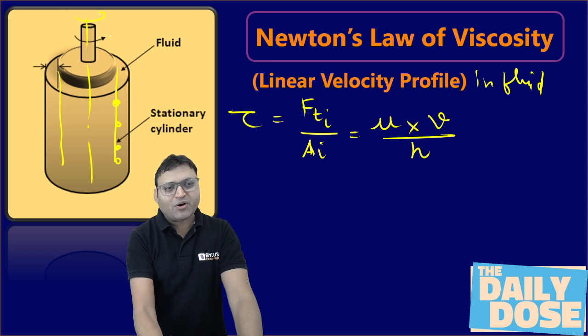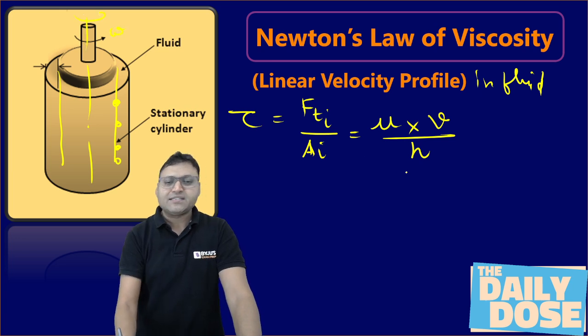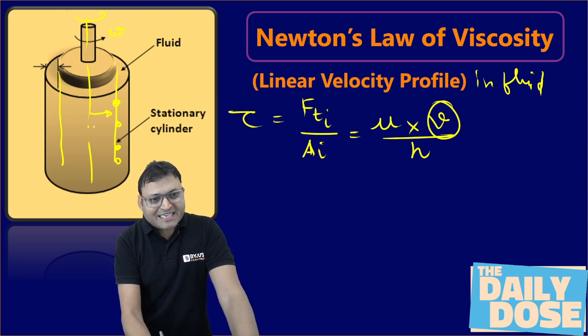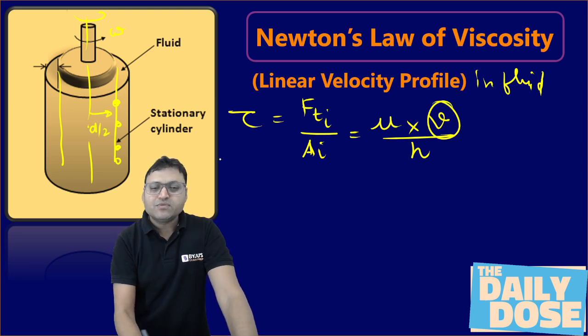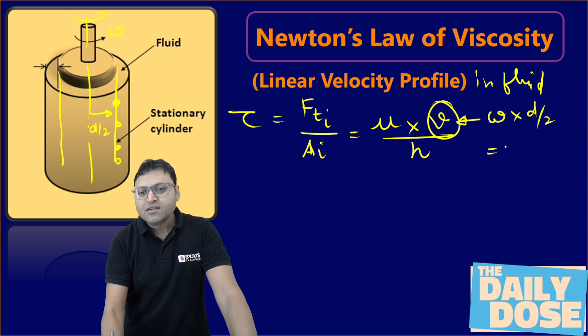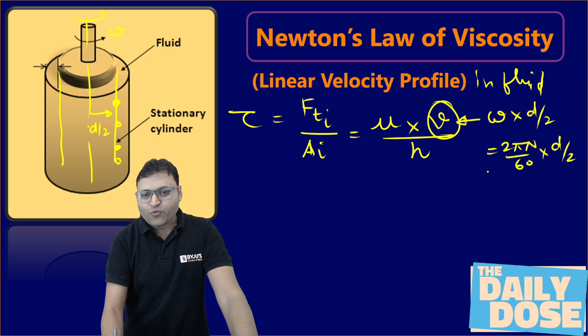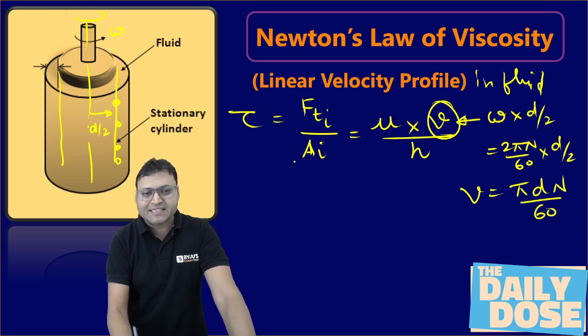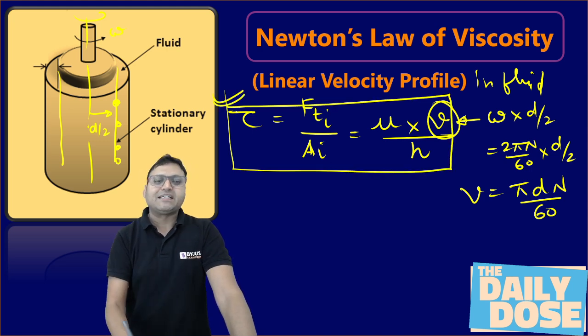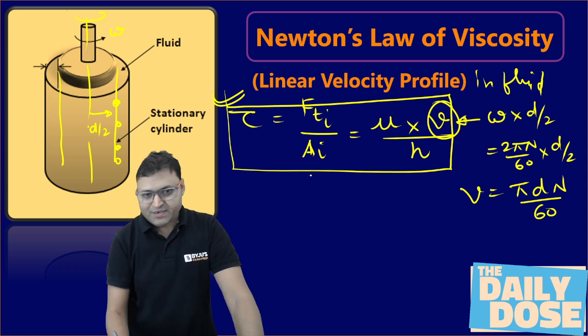The tangential velocity of the fluid particles which are in direct contact with the moving surface. This is the axis about which the cylinder is rotating, right? What is V? The distance from the axis is d by 2, so V is equal to omega into d by 2, and omega can be written as 2 pi n by 60, into d by 2. So V will be equal to pi into d into n by 60, isn't it? This is how we can write the expression for the shear stress developed in the fluid.